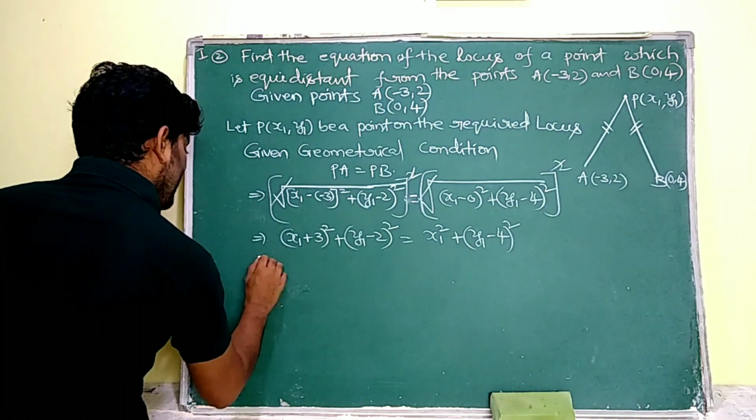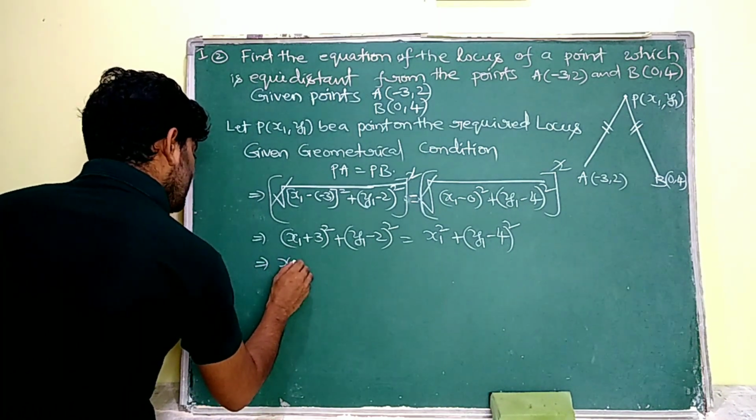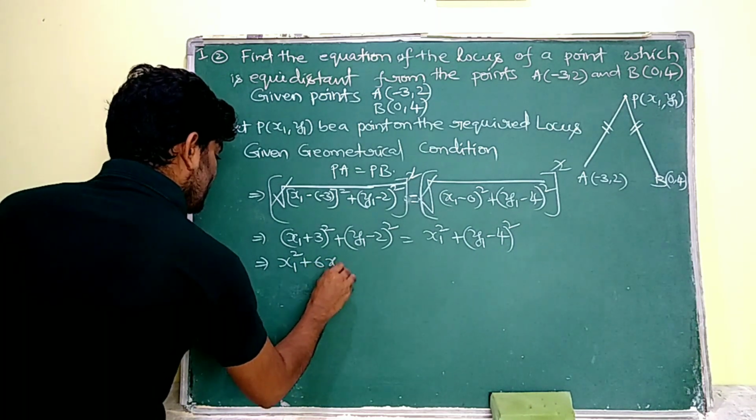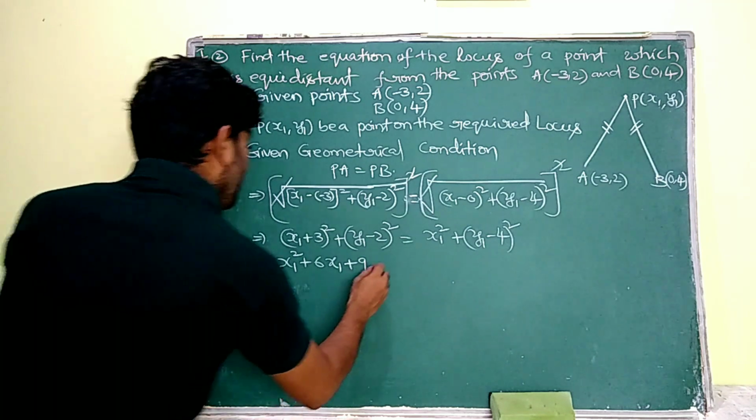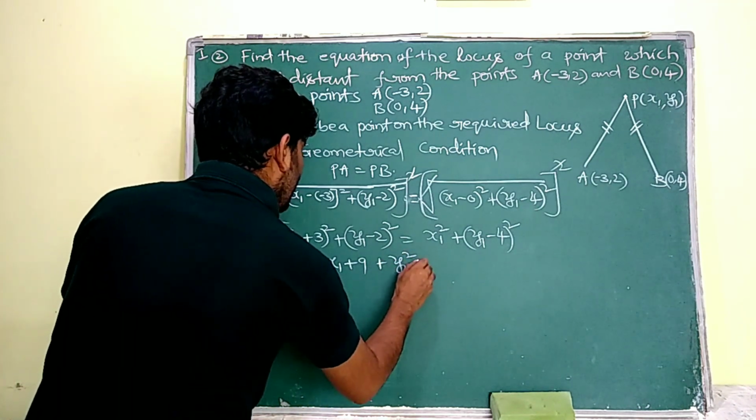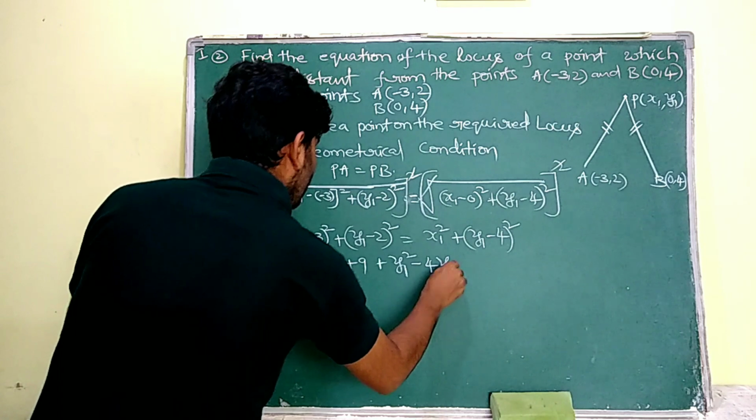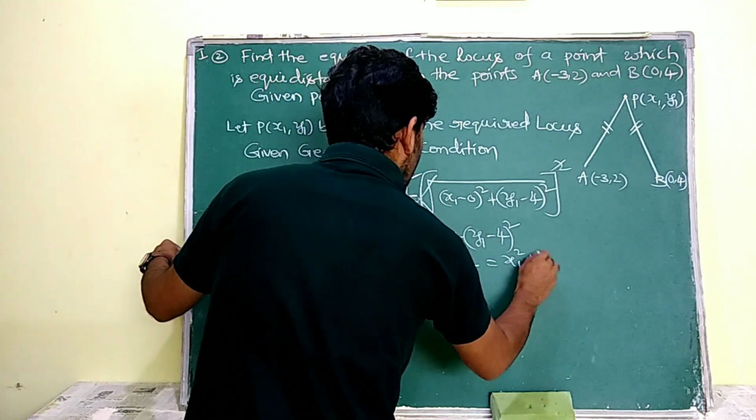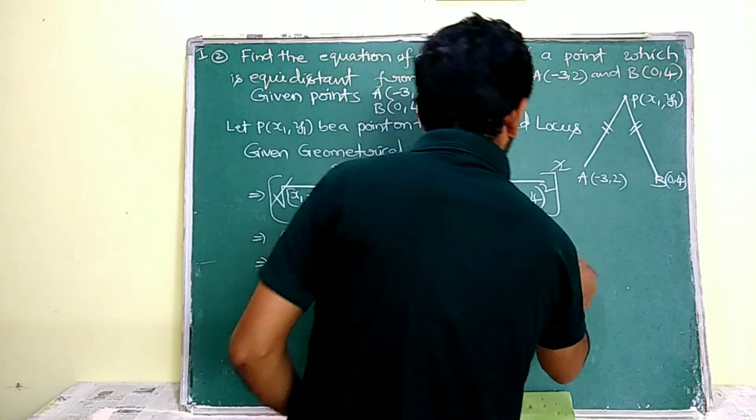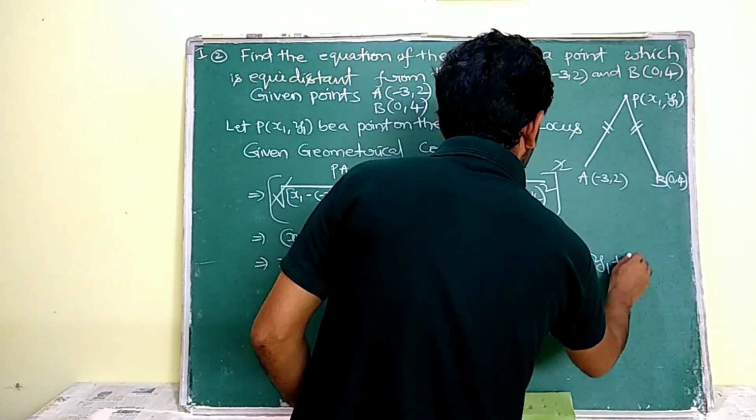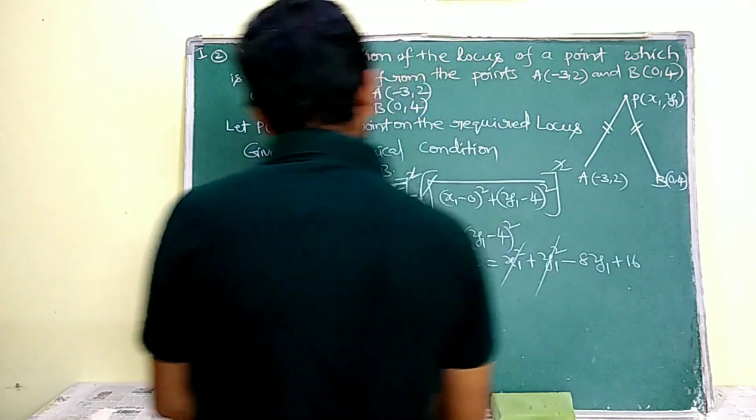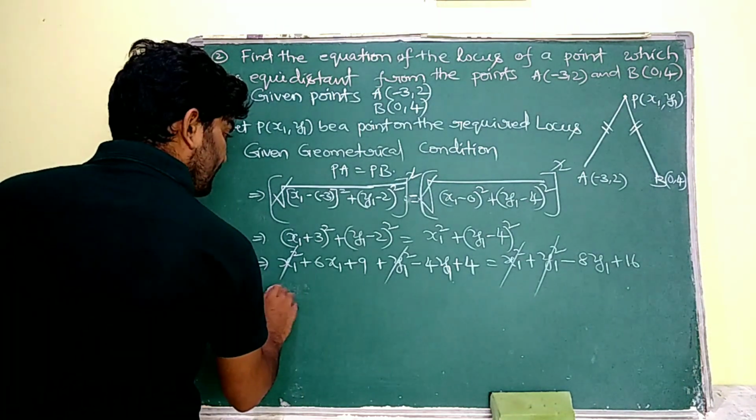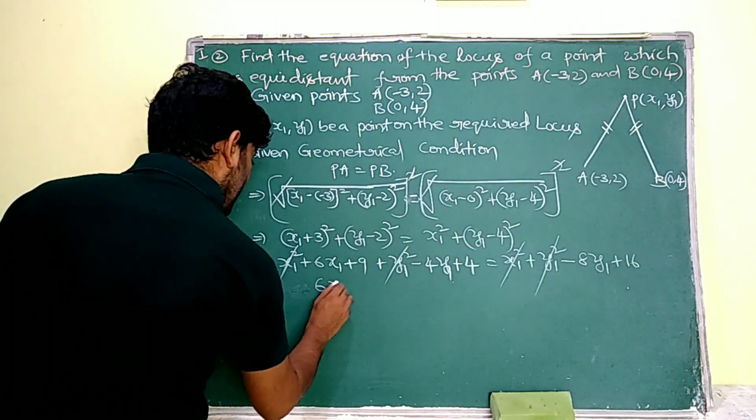Once expand it by using (a plus b) and (a minus b) whole squares. Directly I am going to write x1 square plus 6x1 plus 9 plus y1 square minus 4y1 plus 4 is equal to x1 square plus y1 square minus 8y1 plus 16. See, my x1 square, y1 square and x1 square, y1 square are going to be cancelled. Now bring out all the values to the left hand side.